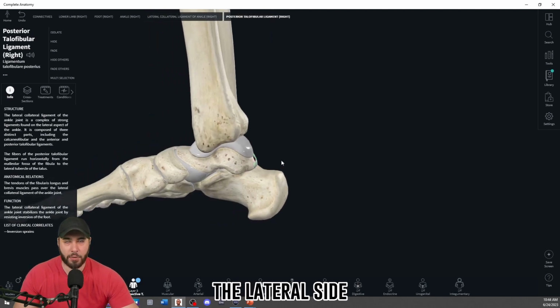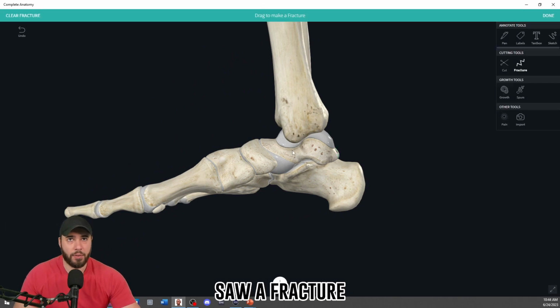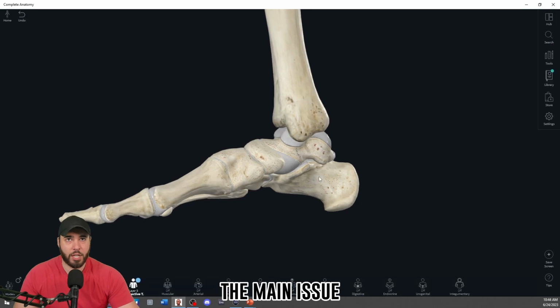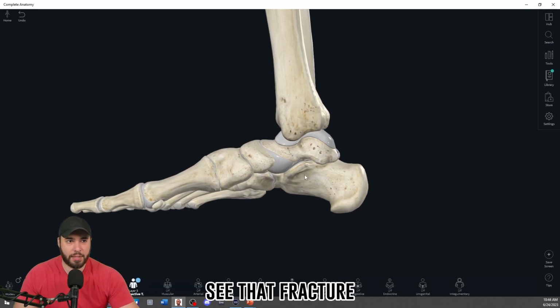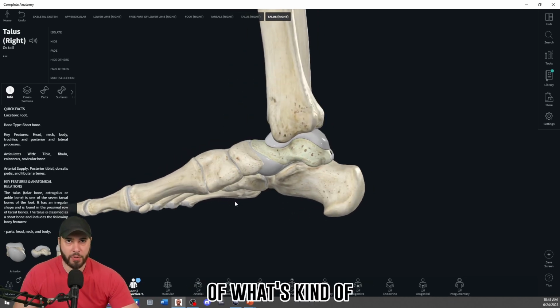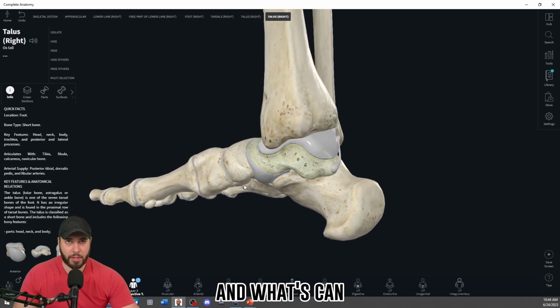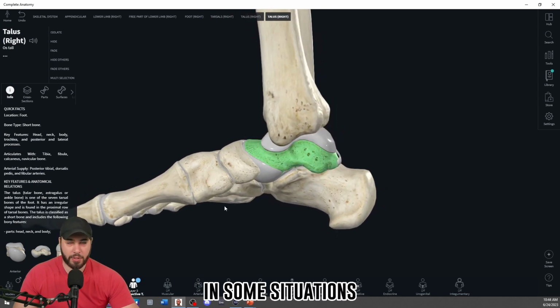We see the lateral side, or the medial side, I'm sorry. And with them, we saw a fracture right around there. That was the main issue going on. So we can see that fracture there, you can see it a little better. That was on the talus. This gives you a better understanding of what's going on, what some of the issues are, and what can be caused by avascular necrosis in some situations.